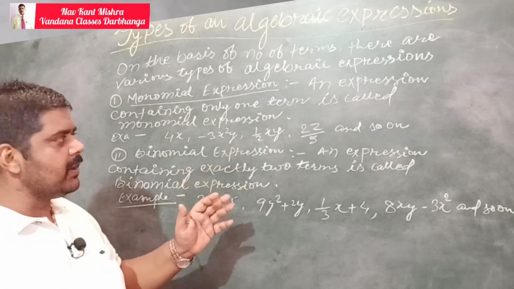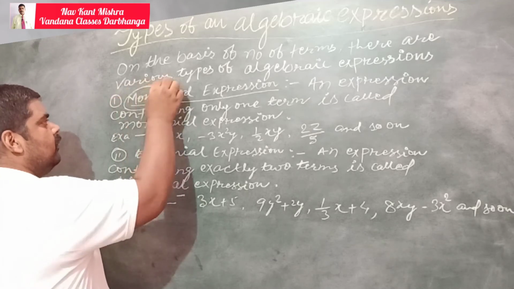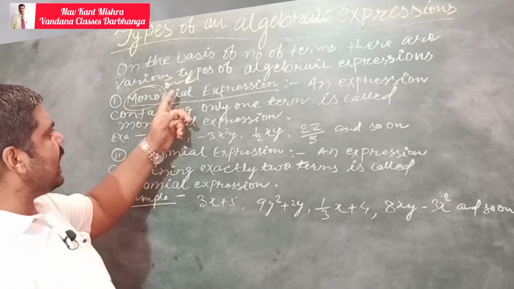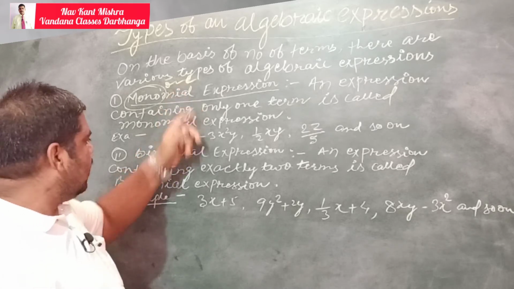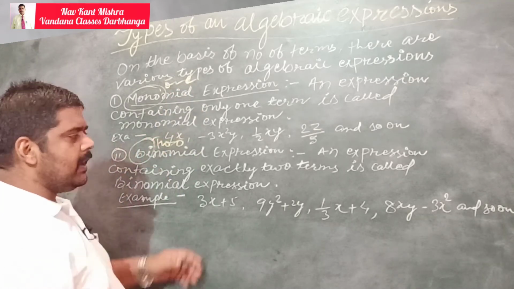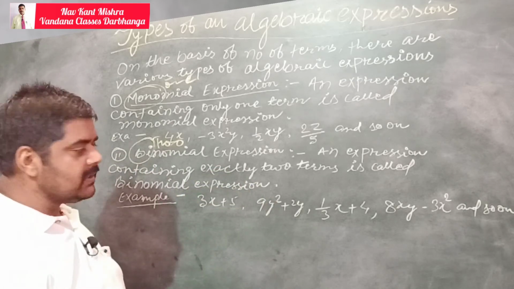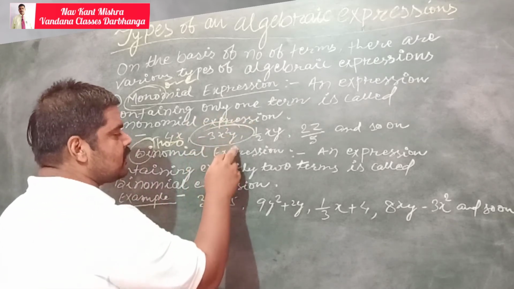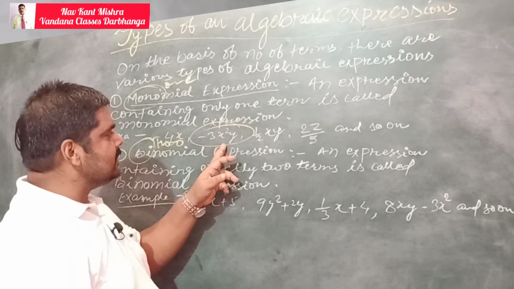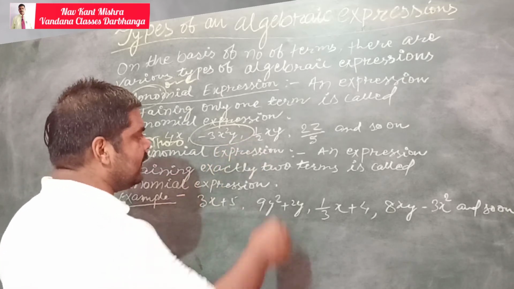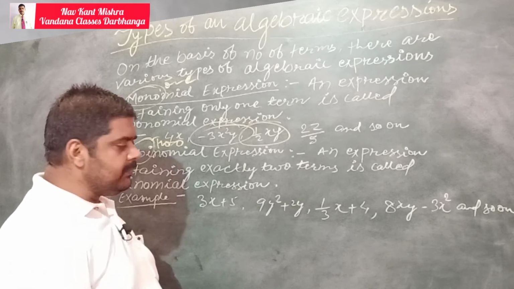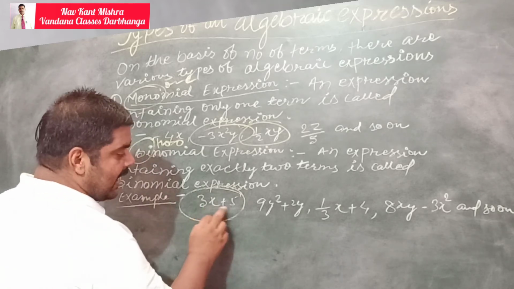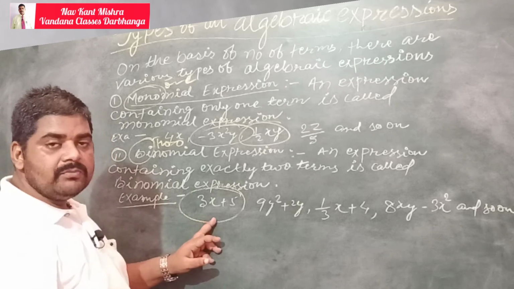The first one is the monomial expression, and mono means one. An expression which has only one term is known as a monomial. Bi means two, and this is why an expression which contains exactly two terms is known as a binomial. See the example: when you write minus 3x squared y, it has only one term, and this is why it is known as a monomial. Half xy has one term, so it is also a monomial. But if you write 3x plus 5, it has two terms, 3x and 5, and this is why it is known as a binomial.